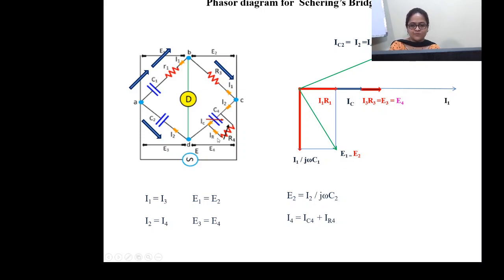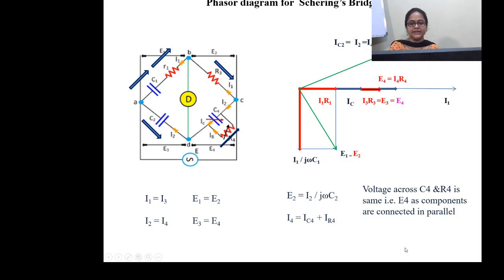Okay, now let us move towards the fourth branch, that is the capacitor and resistor connected in parallel. We know that I4 is divided into two parts, that is IC4 and IR4. Okay, so let us move towards the voltage across both of them. The voltage across C4 and R4 is same, that is E4, which is denoted here as both the components are connected in parallel. So this is given by E4 is equal to I4 R4.